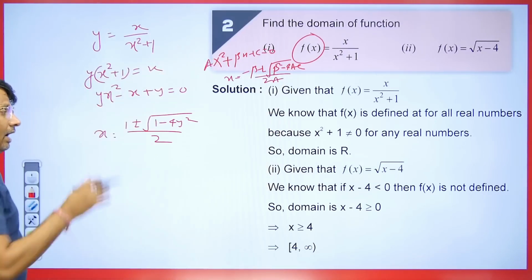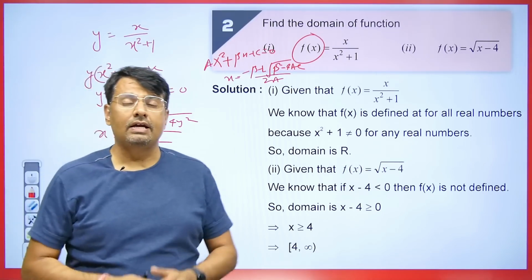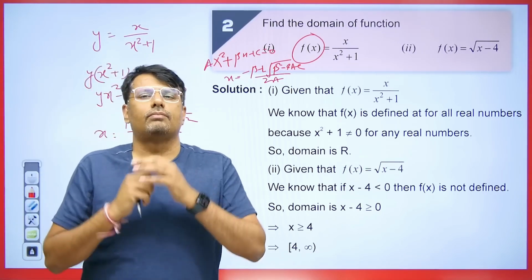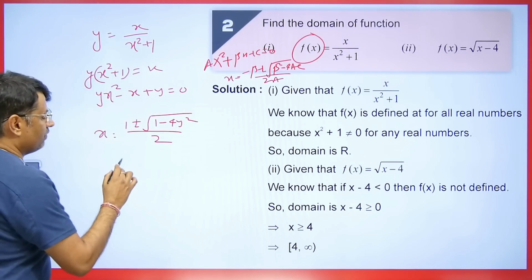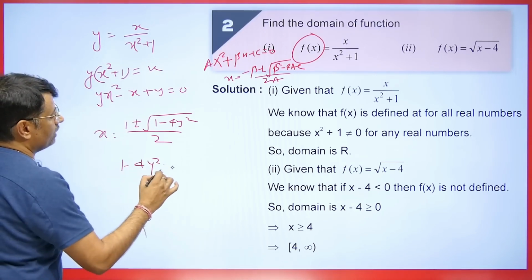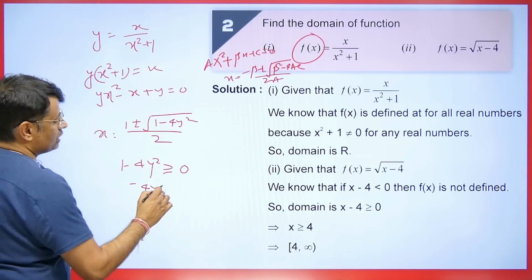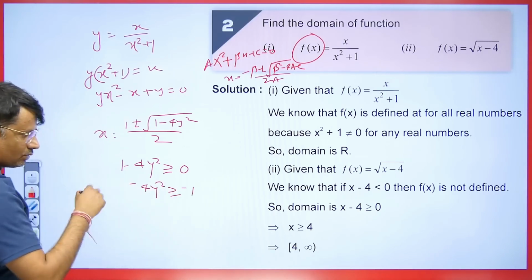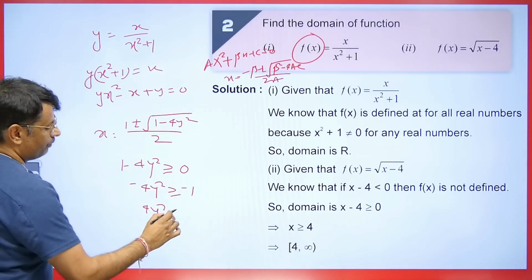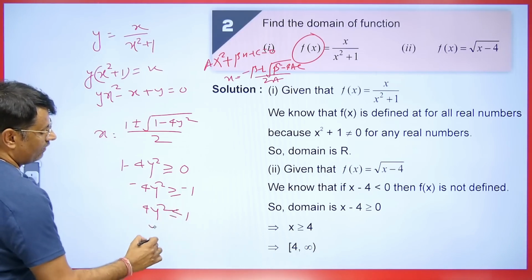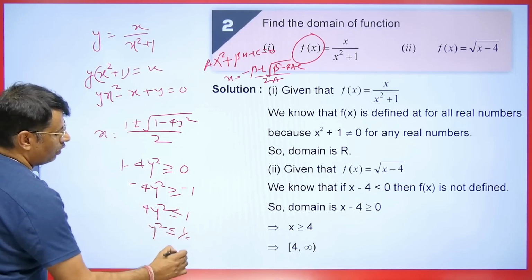So students, what properties should this have? This should exist and should be a real number. So when will this expression be real? When the value of 1 minus 4y square is greater than or equal to 0, right? This means that minus 4y square is greater than or equal to minus 1. When we remove the minus sign, the sign will change, right? So here it is, y square is less than or equal to 1 by 4.